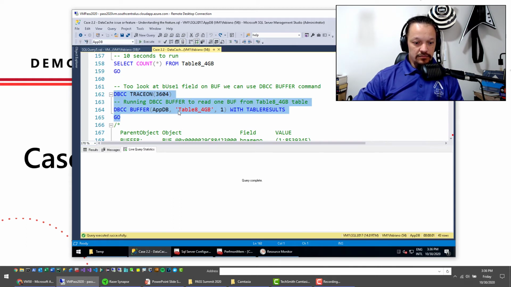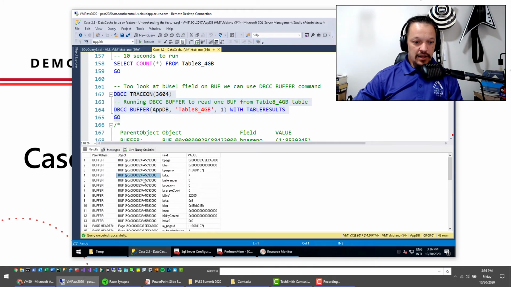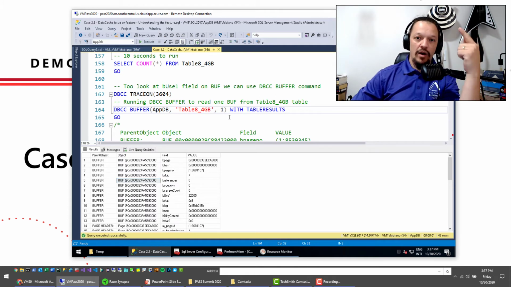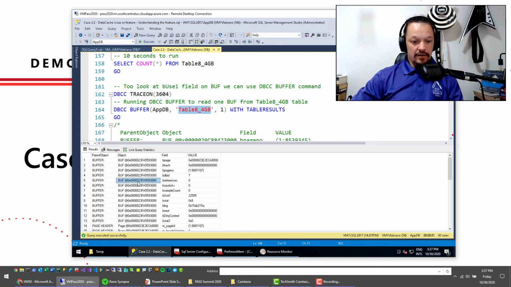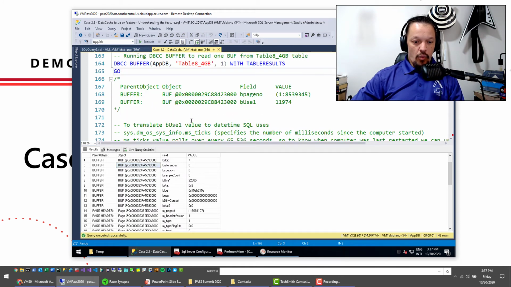Let's see. Oh, it's already here. All right, and here's what I have. You could grab the same information from DBCC PAGE as well. I think DBCC BUFFER in that case is easier for me, because I want a page, I don't care which page. I just want one page that is in memory for that specific object. And I want information about the buff structure address, the memory address for that page. And I want to see the BUse1. So this is the buff structure.